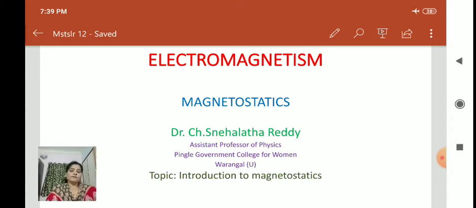As part of paper 5, electromagnetism, BSc, we are into the new topic, new unit, magnetostatics. So what is magnetostatics? Magnetostatics is the study of magnetic fields produced by steady currents.